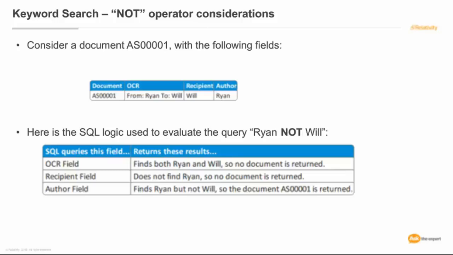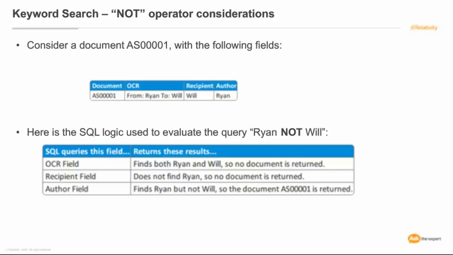In the recipient field, we're going to look and we're not going to find Ryan, so there won't be any hit there because it doesn't meet that anchor condition that I talked about. However, if we look at the author field, SQL is going to evaluate this out as we're going to find Ryan. Then we're going to look, we're not going to find Will, so that document will then get returned, even though those other two fields contain the word Will. So it's just something to keep in mind when you're using the not operator in keyword search.